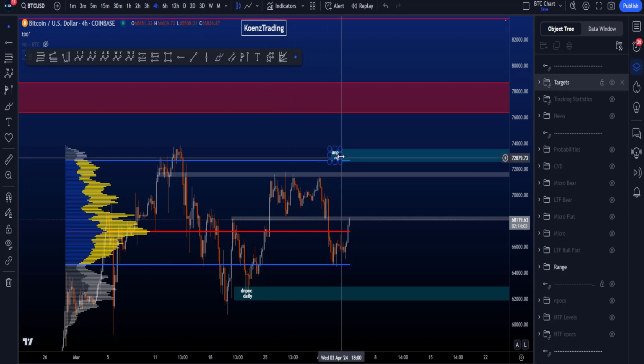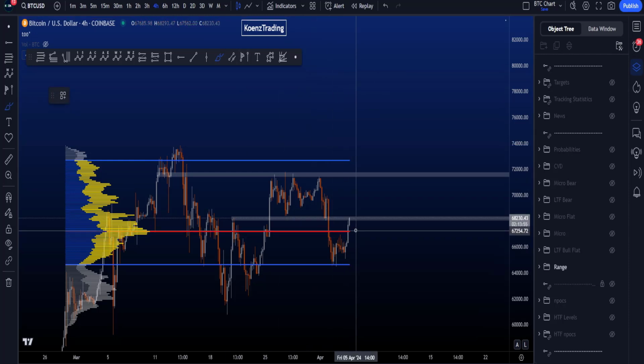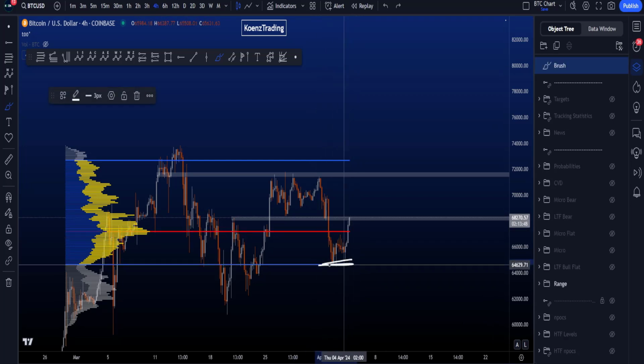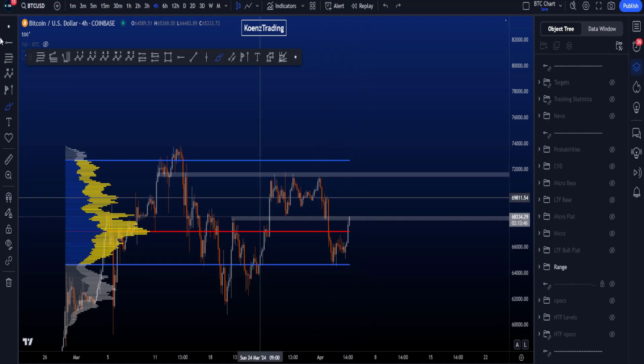which is one of the confluences in this blue resistance box here sitting between 72.5k and 73.6k. This also means, however, that losing the point of control here, sitting at 67.2k, increases probabilities for price to move to the downside and take these lows.